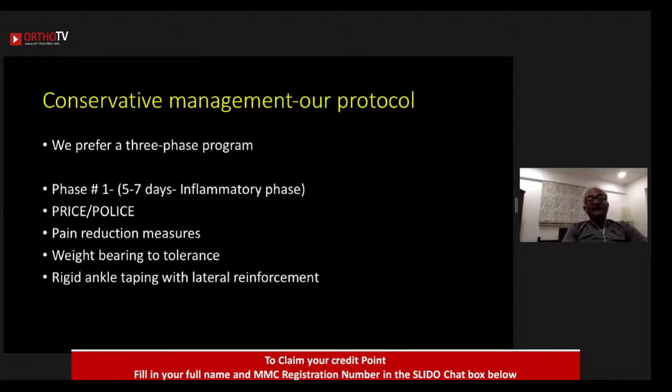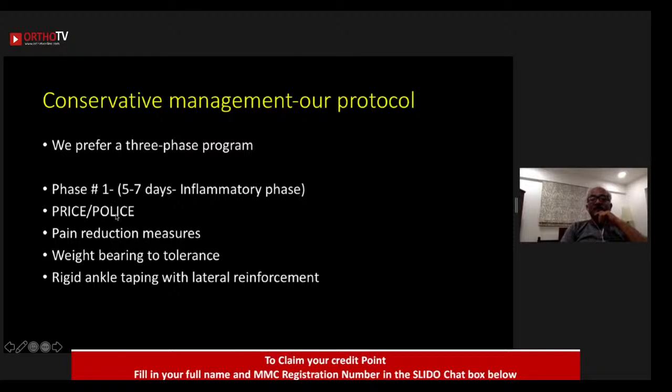And initially we start with pain reduction measures, weight bearing to tolerance, and rigid ankle taping with lateral reinforcement. We have changed, or the world has changed, from PRICE to POLICE. PRICE used to be protection, rest, ice, compression, elevation. But nowadays we have to look at this OL, and that is optimal loading.